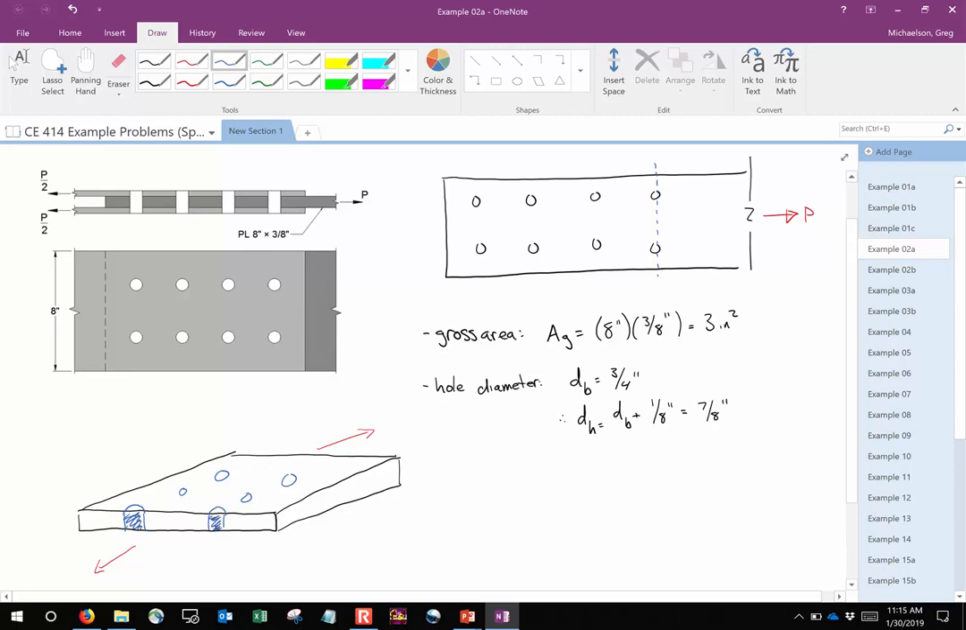So what is the area lost due to bolt hole? How do we calculate the net area? We take the gross area minus those. And so how do I calculate the area of one of these?